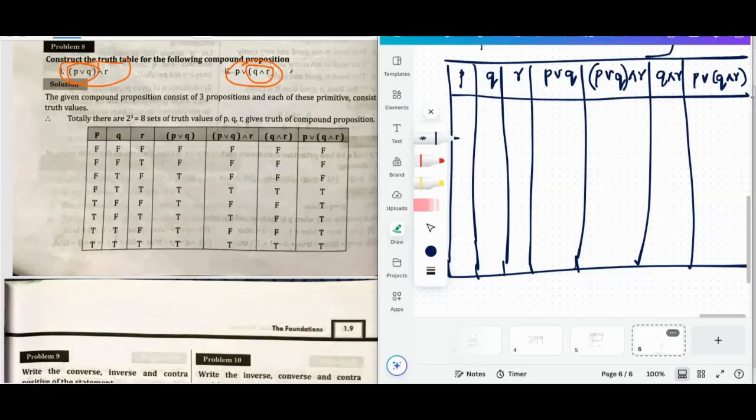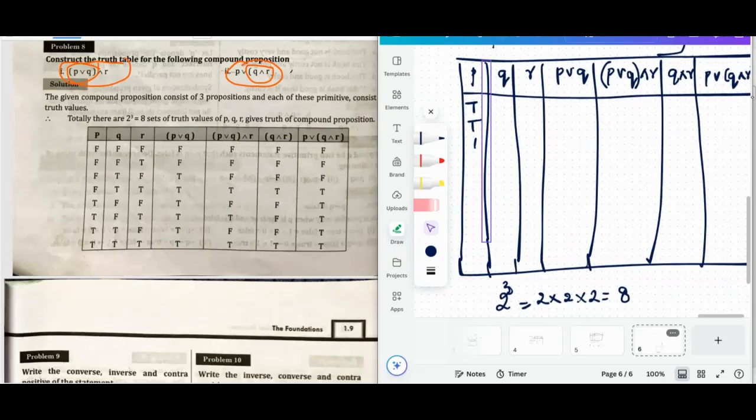Here we have 3 unknowns, so we write 2 to the power of 3, that is 2 into 2 into 2, so we will get 8 outputs. How do we write the 8 rows? For the first variable it will be 4 times T and 4 times F.